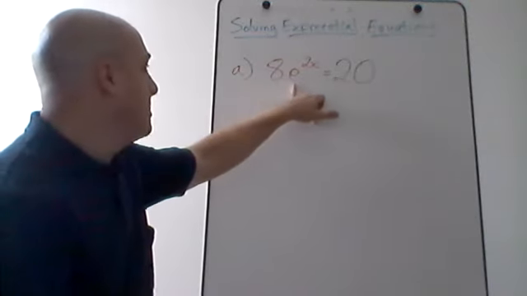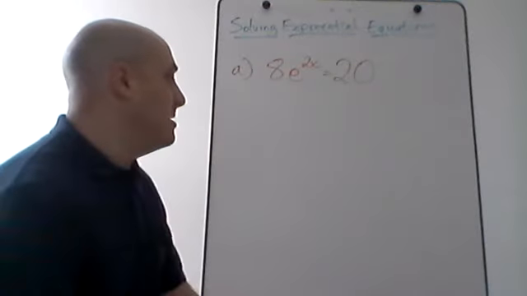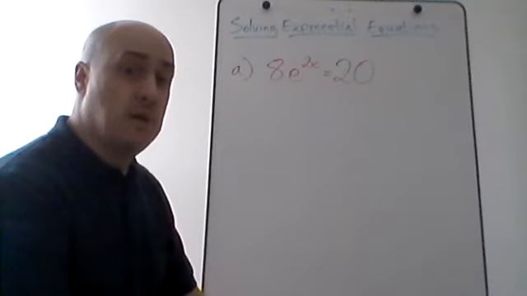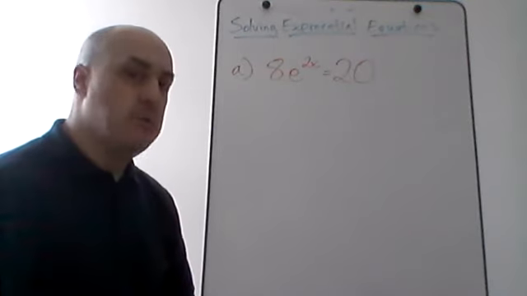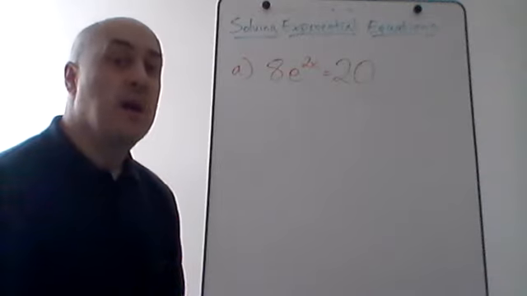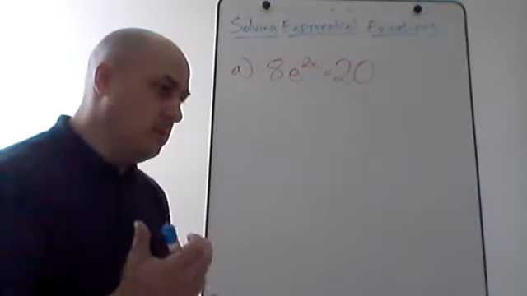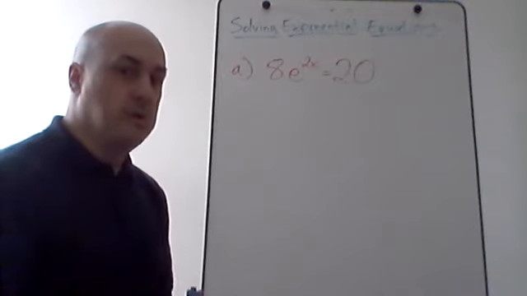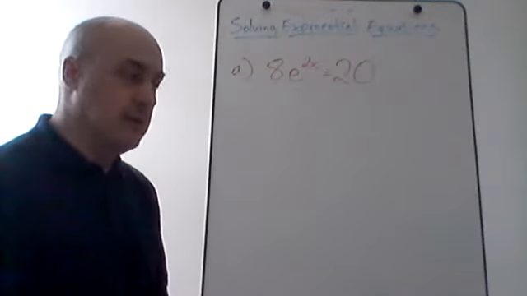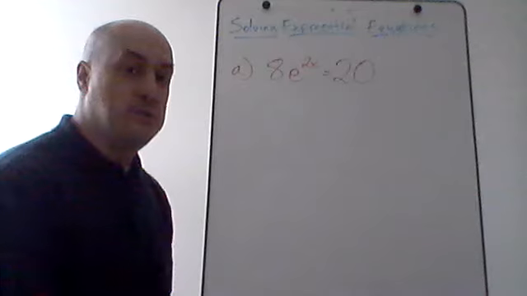All right, so first example here: 8e to the 2x equals 20, and I want to solve that equation for x. So first thing, when you have to solve any type of equation, identify what type of equation you have. Is it linear, quadratic, exponential, logarithmic? Is it a cubic or a quartic function, like an x to the third or an x to the fourth? Is it a trigonometric equation?